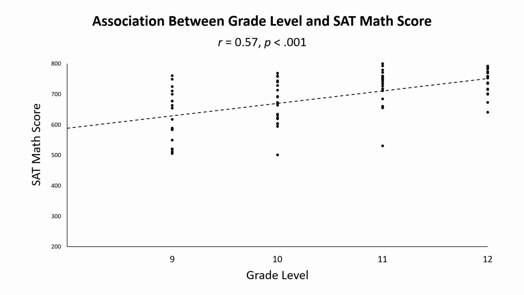So the correlation between grade level and SAT math scores in our high school students is positive 0.57. So this means that as grade level is increasing, we are observing corresponding increases in SAT math scores.